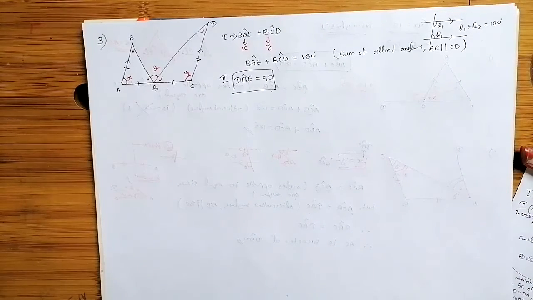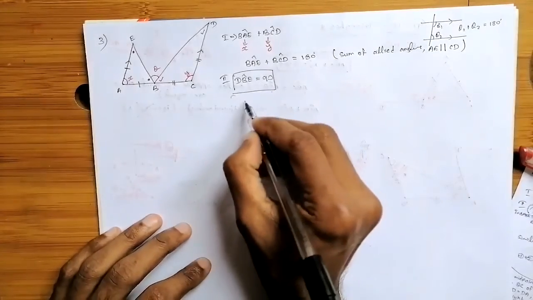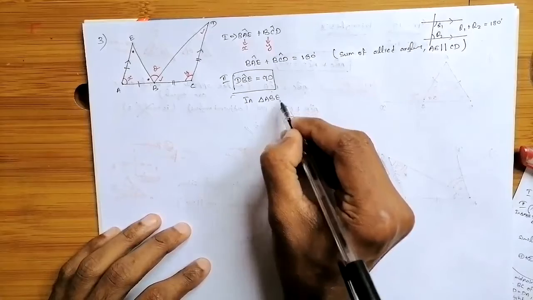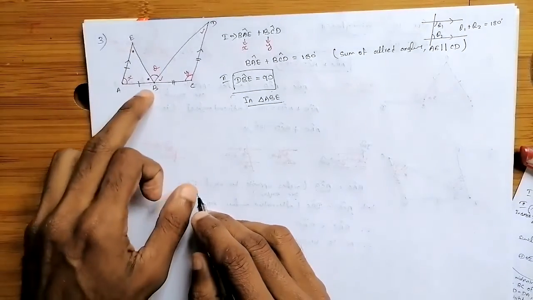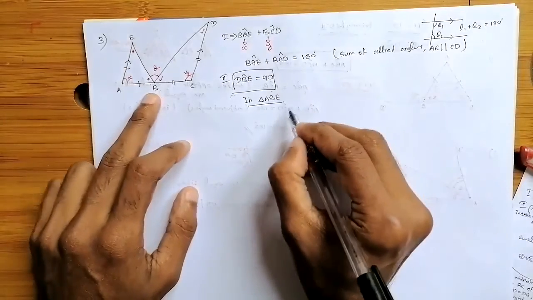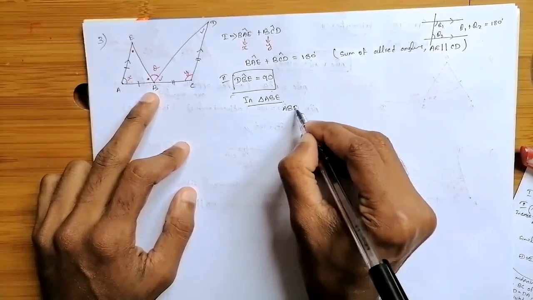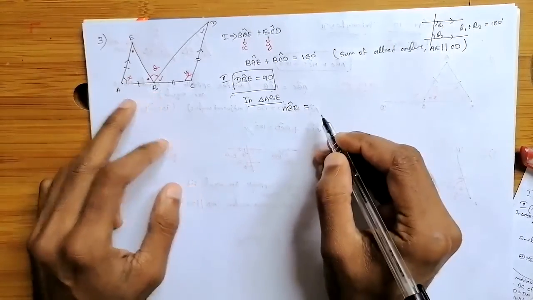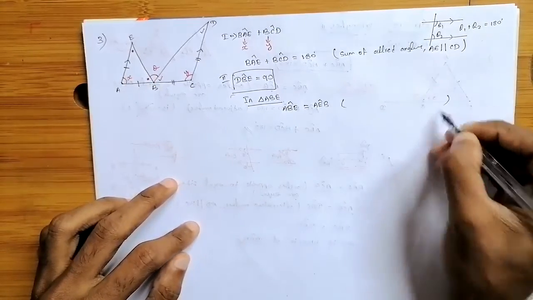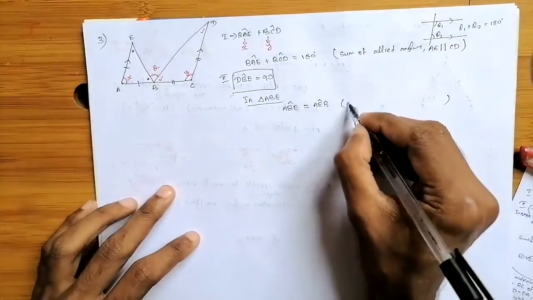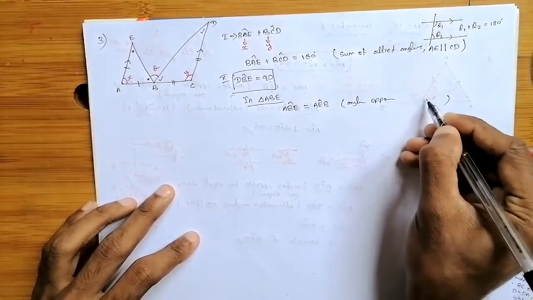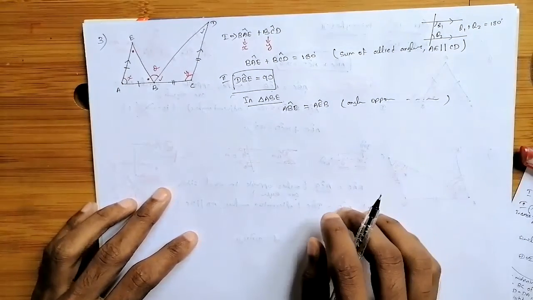Okay, so first we take triangle ABE. Which angles are equal? We need to mention: ABE equals AEB. You know the theory, you need to write it in full form: angles opposite to equal sides are equal. You need to write in full form.